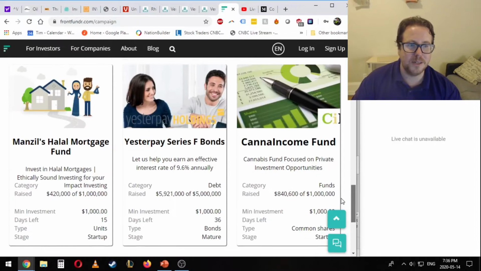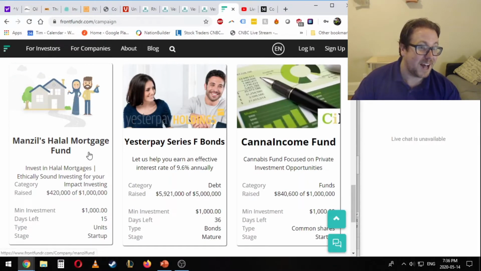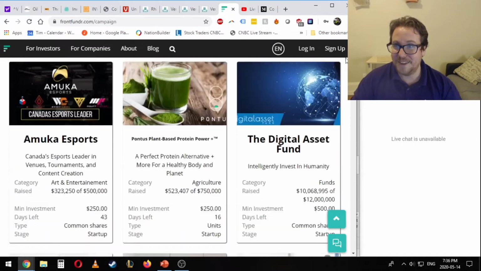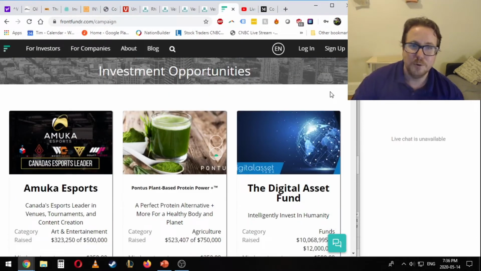Some of them are going to be more, here's a halal mortgage fund. This is super cool. Rather than debt, they're selling units. So this would be available to halal investors, which is super cool. This stuff is going to be very risky.